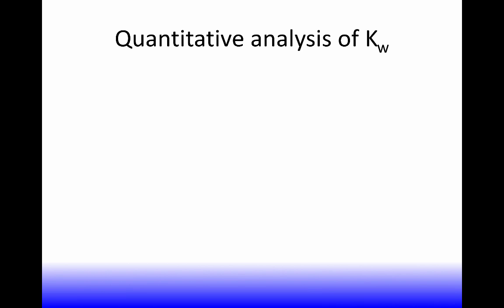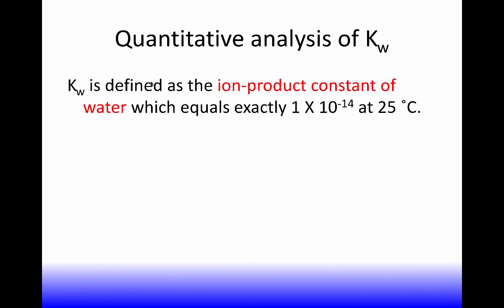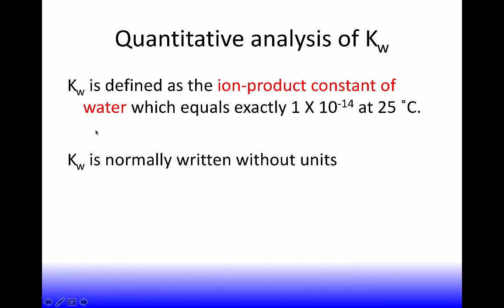Now, because at 25 degrees you get those concentrations, chemists have developed the idea of a constant, because remember it's always 10 to the minus 7 of each, and so Kw is the abbreviation for this constant. It's called the ion product constant of water. Think about it. Ion product means the ions multiplied together, and constant because it's always the same value. And so it equals 1 times 10 to the minus 14 at 25 degrees. Normally we write the ion product constant of water without units.